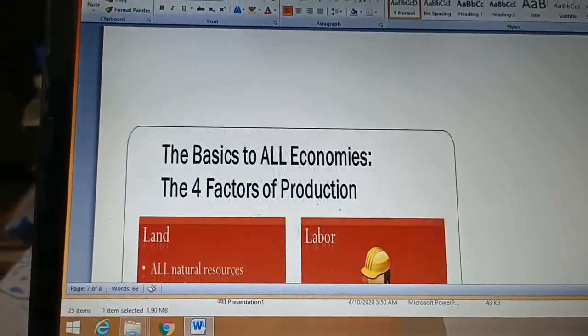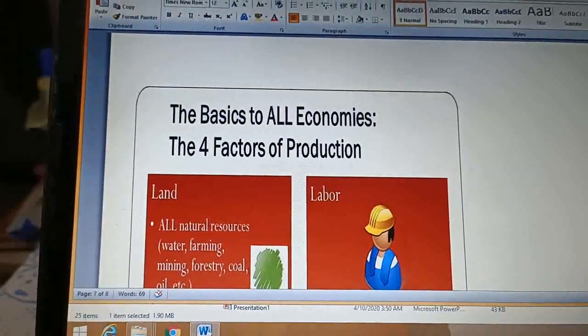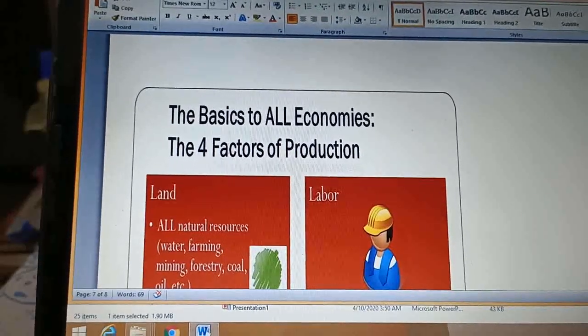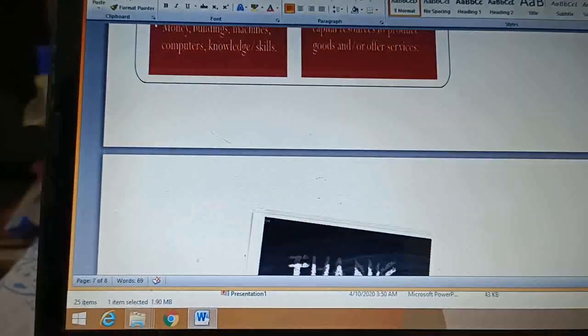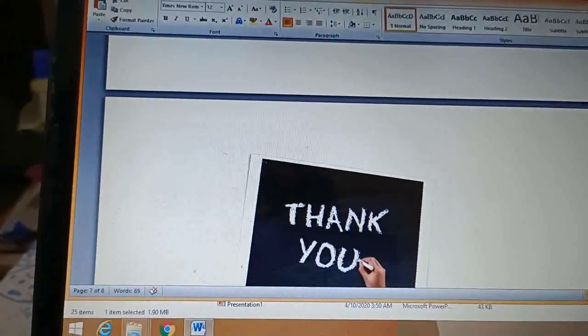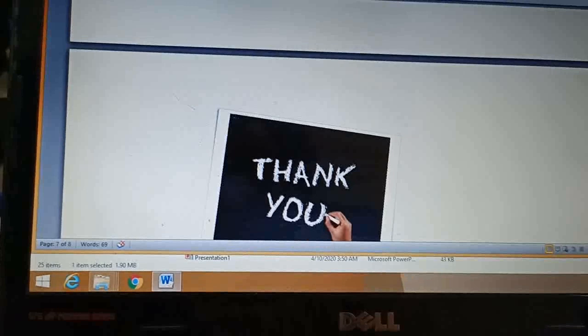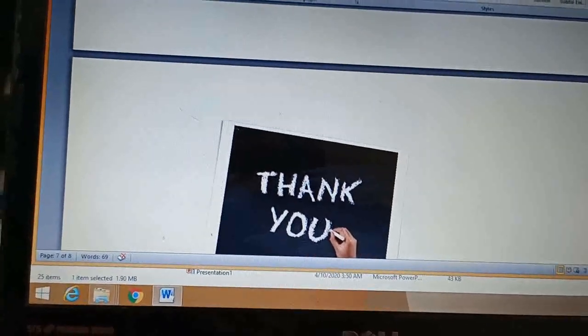So this is basically the basics of economics. There are four factors of production: land, labor, capital, and entrepreneur. We all know this, and in this way this topic is finished.